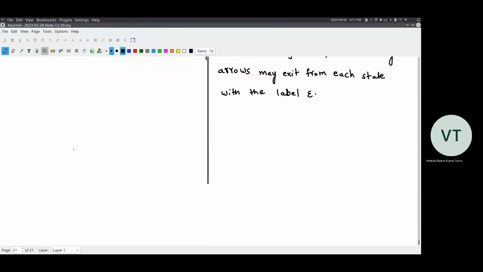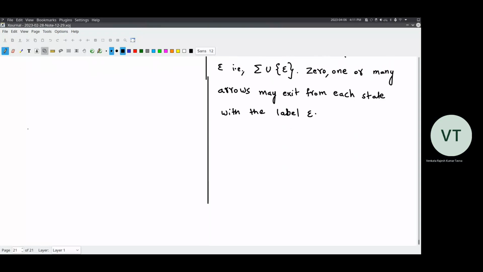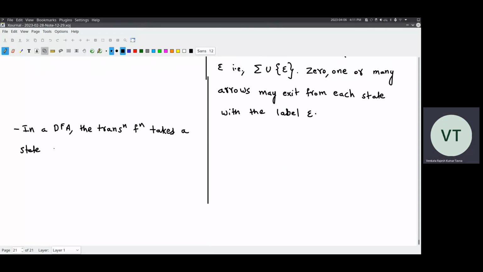And the last difference, in a DFA, the transition function takes a state and an input symbol and produces the next state.